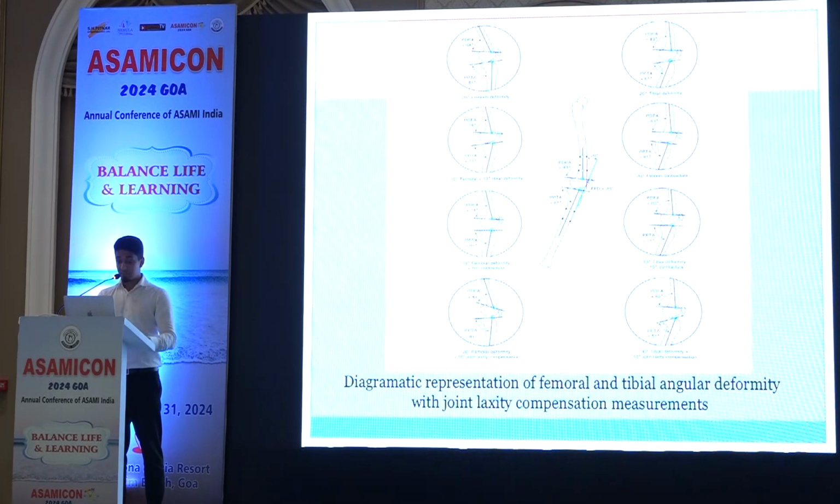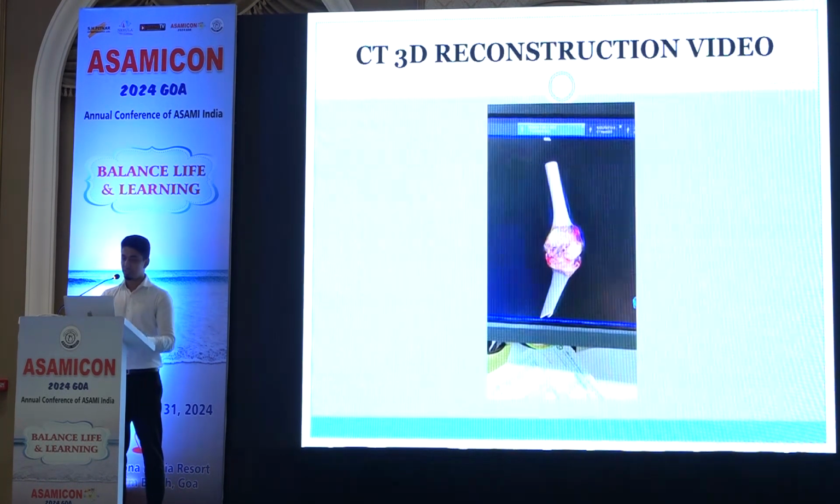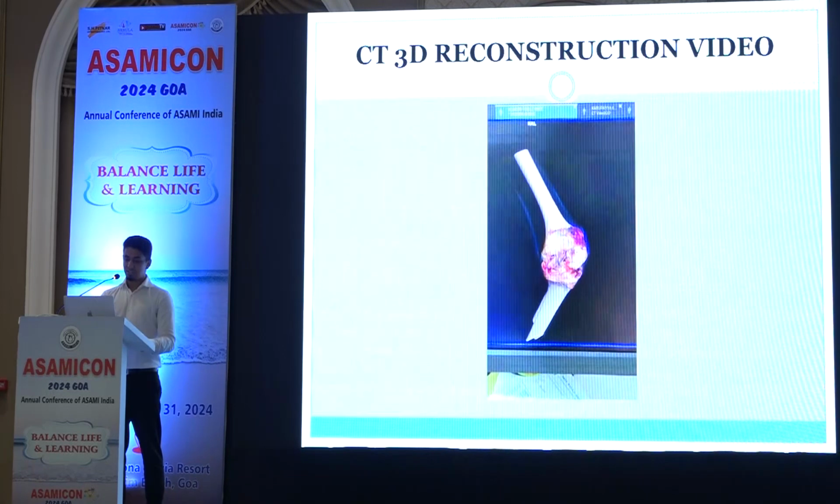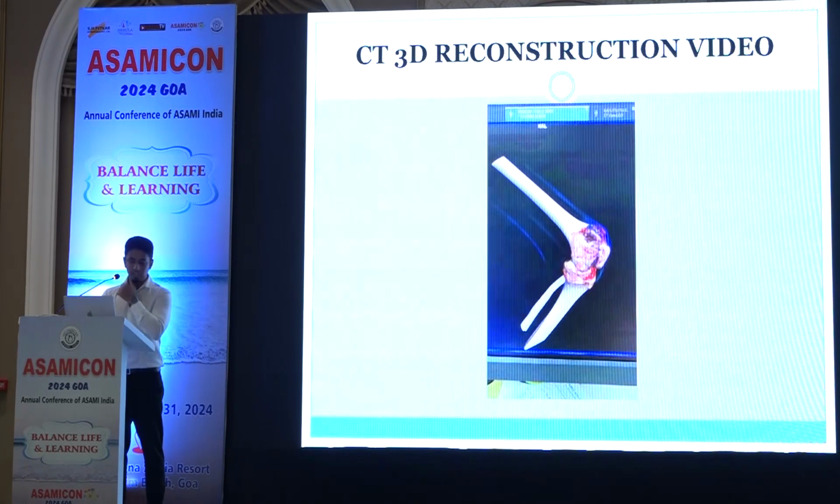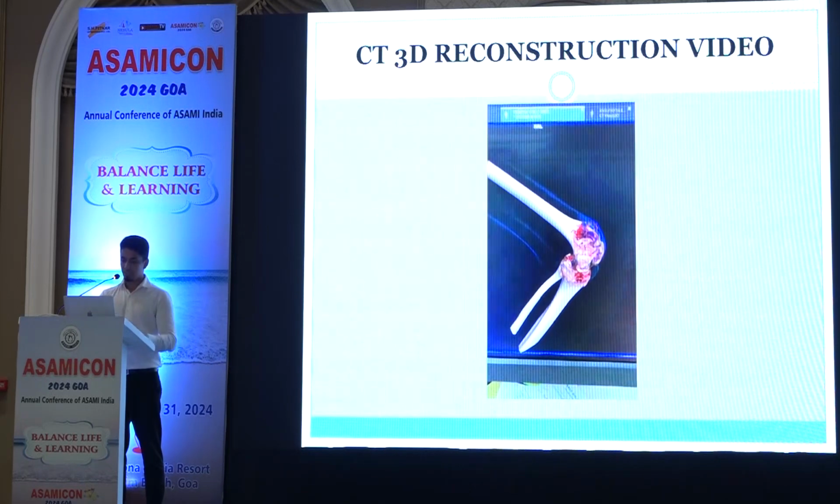This is a diagrammatic representation of the femoral and tibial angular deformities with joint laxity compensation measurements. These measurements showed us that in our case there was more of a soft tissue deformity than a bony deformity, which did not require a bony correction. So we did only a soft tissue correction using Ilizarov. This is a CT 3D reconstruction showing eroded joint cartilage and flexion deformity with subchondral defects.